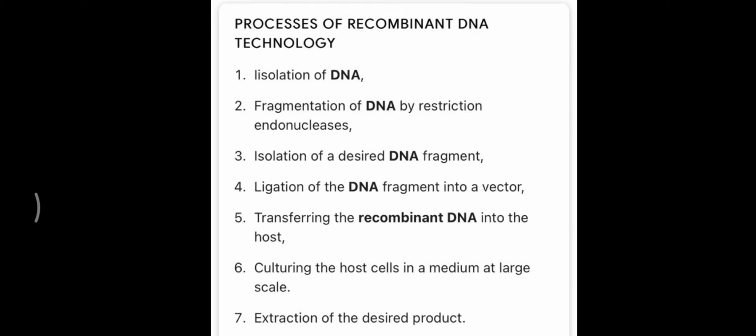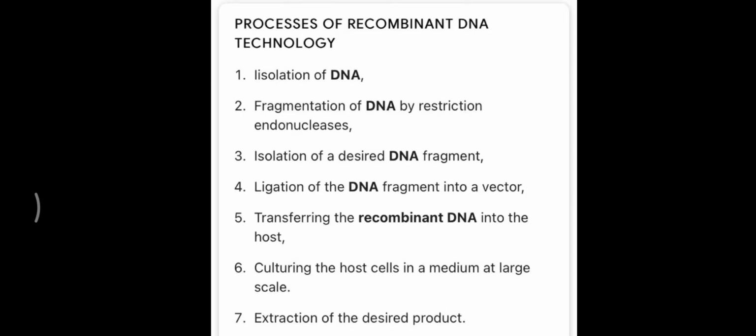Then the vectors transfer the recombinant DNA into the host cell. The host cells are then further cultured in a medium at large scale by using bioreactors, and the last step is the extraction of the desired product, which is used for human welfare. The desired product can be an enzyme, it can be amino acids, it can be different types of vaccines. Okay children, so these are the steps involved in recombinant DNA technology. Now we will discuss all these steps in detail.